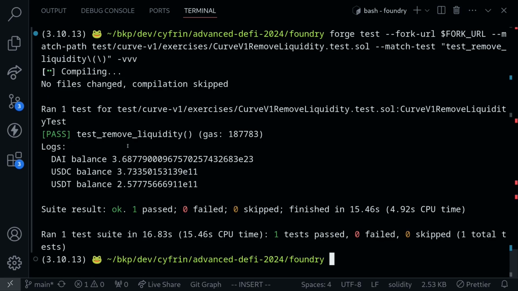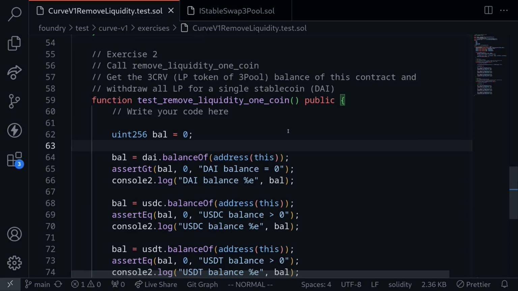When we called the function remove_liquidity, it gave us back all 3 tokens. We got approximately 368,000 DAI, 373,000 USDC, and 257,000 USDT. For the second exercise of removing liquidity from Curve V1, call the function remove_liquidity_one_coin.